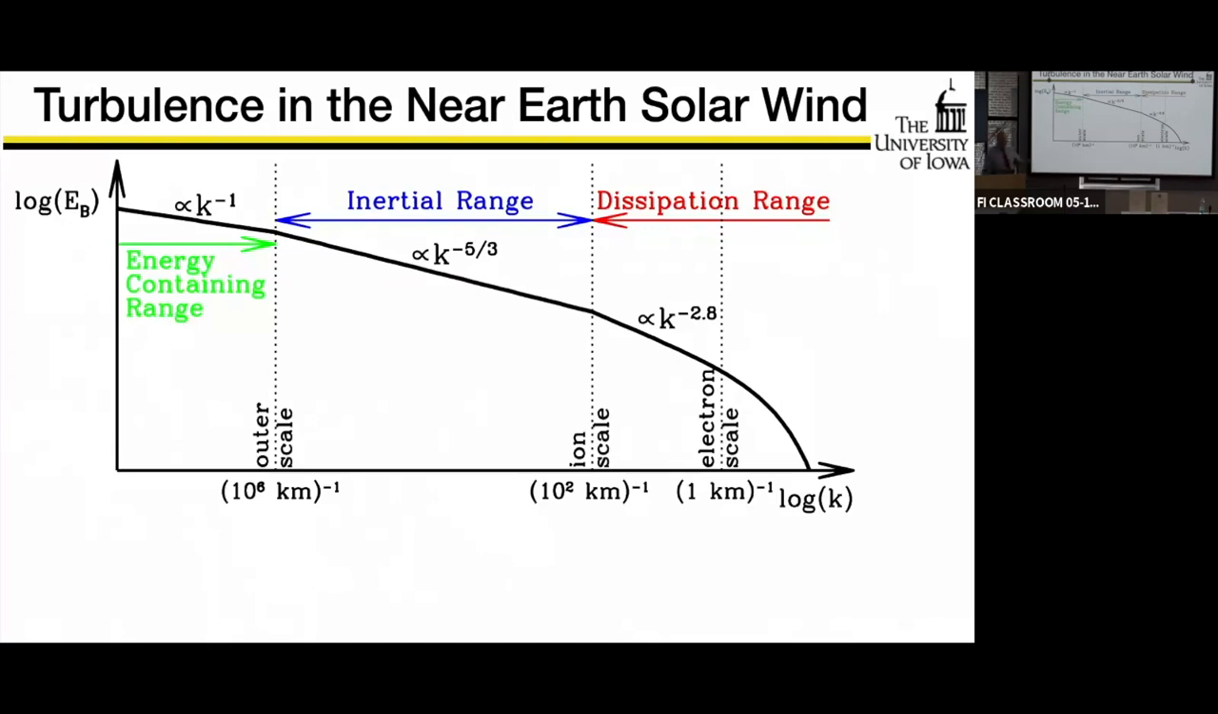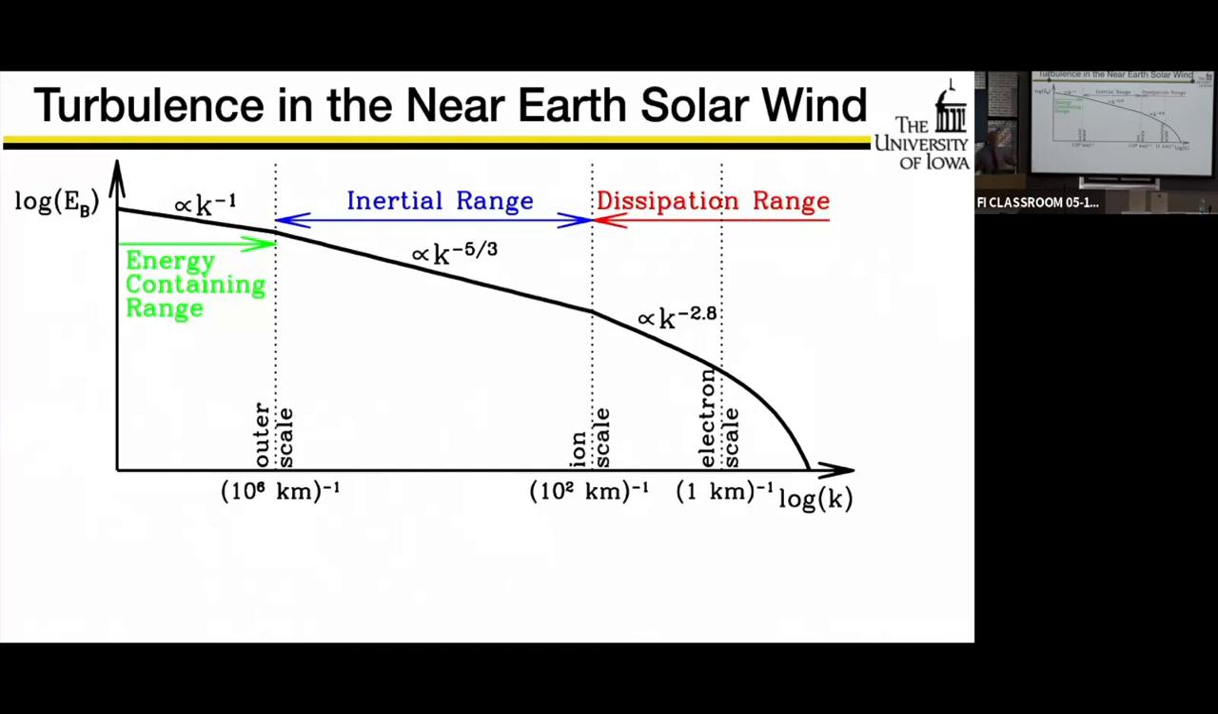So at the very largest scales, where the spectrum goes like k to the -1, you have what's called the energy containing range. In that range, it's essentially unevolved turbulence. It hasn't had a chance to interact and transfer its energy to smaller scales.